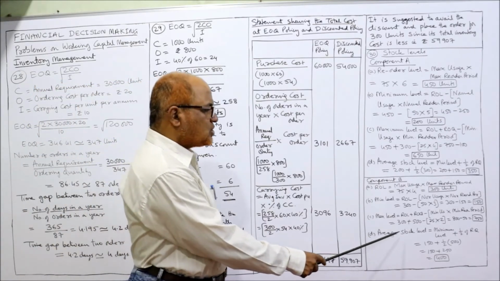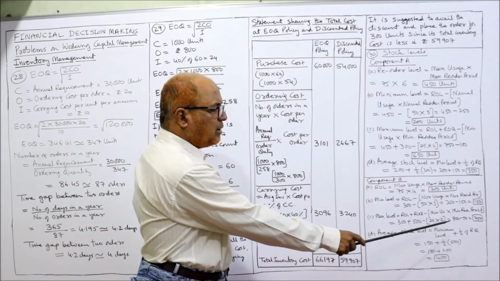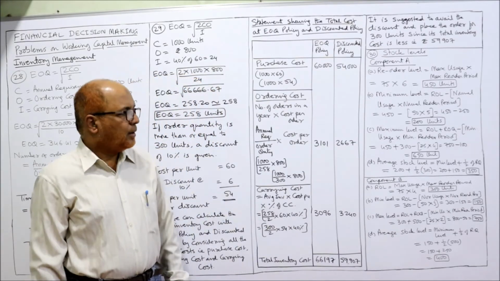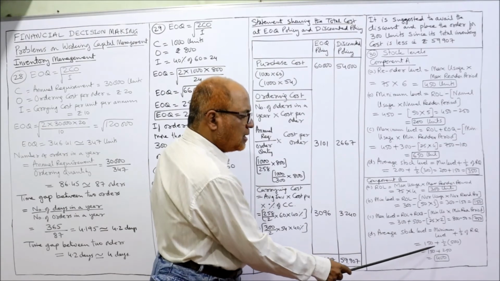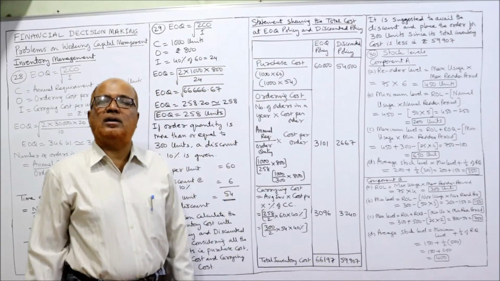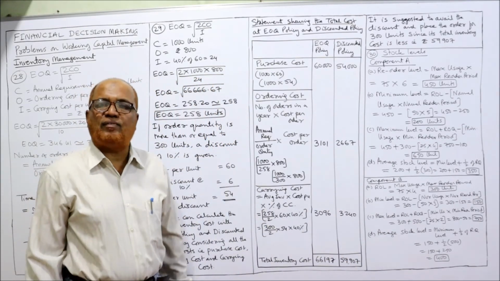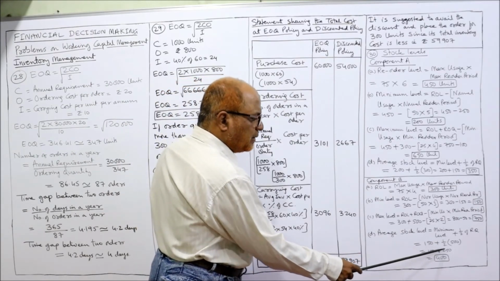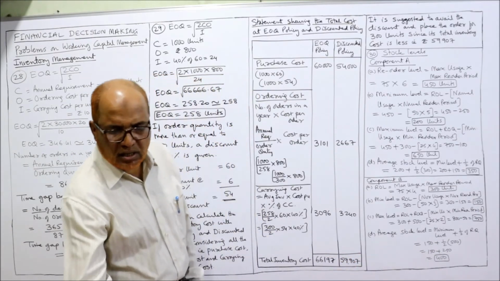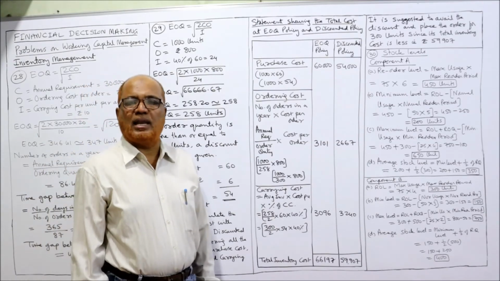Lastly, average stock level is equal to minimum level plus half of reorder quantity. Minimum level we got how much? 150 units plus half of reorder quantity. Reorder quantity is given, 500. So half of 500 is 250. 150 plus 250, 400 units is the average stock level.